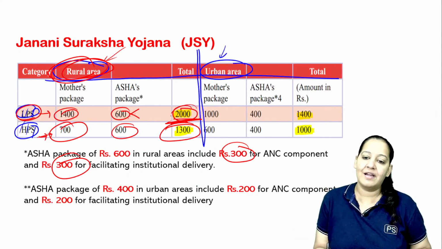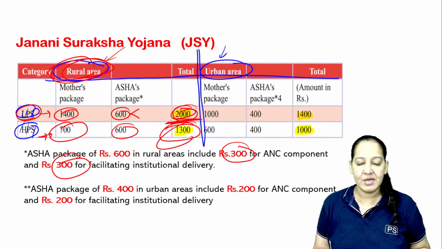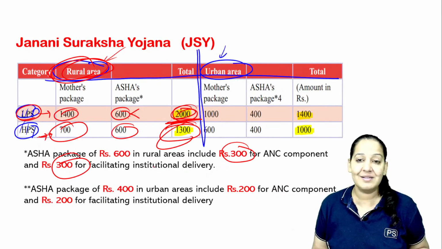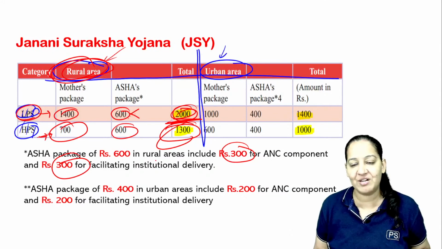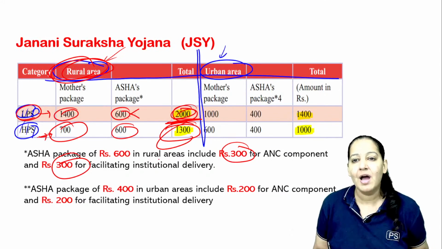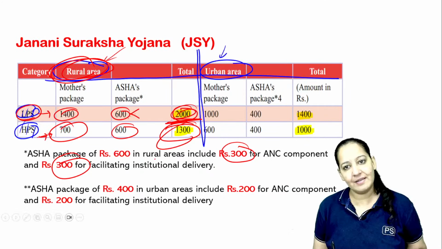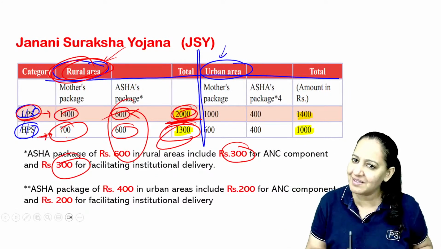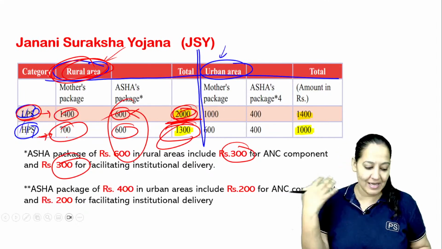How I learn: I learn the total package, 2000 and 1300, the government's total package. Now you don't even need to memorize that 2000 is for low performing states and 1300 for high; it's common sense. 2000 is in low performing state, 1300 is high, and 600 is ASHA, always fixed. Remaining is mother. Okay, now coming to the urban area.